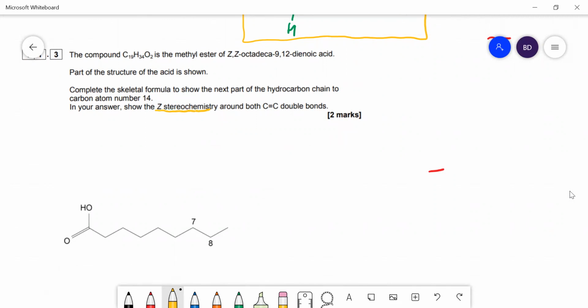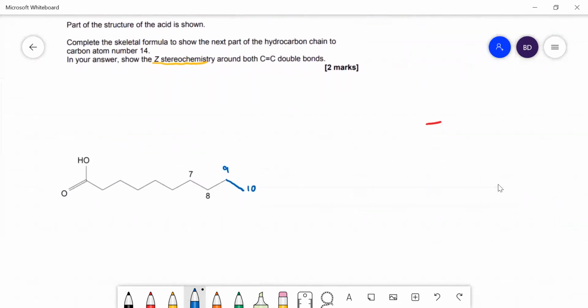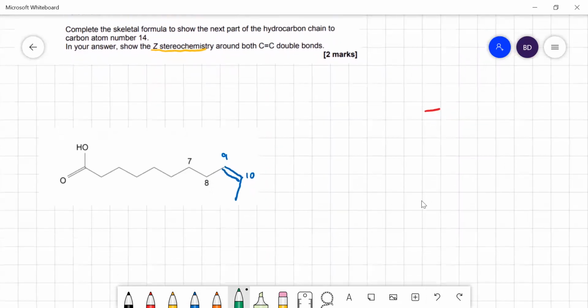Okay, so we have got a double bond between 9 and 10. So there's 8. Okay, there's 9. There's 10. Right, now that is a Z stereochemistry. So that means it's got to go like that. Okay, we've got the 2 high priority groups on the same side, and the 2 low priority groups, you've got a hydrogen there, and you've got a hydrogen there, haven't you? They're on the same side. I'll get rid of those, but just to show you. So that should definitely show the Z stereochemistry.